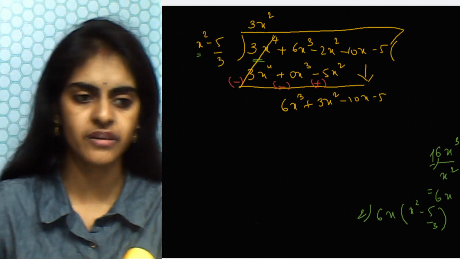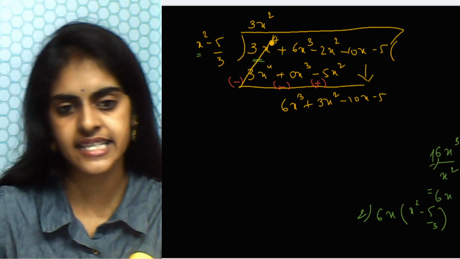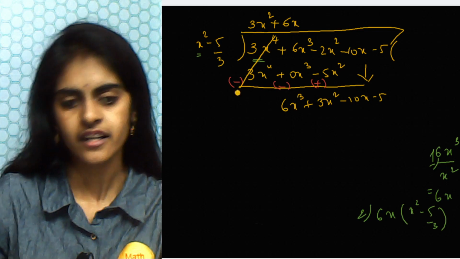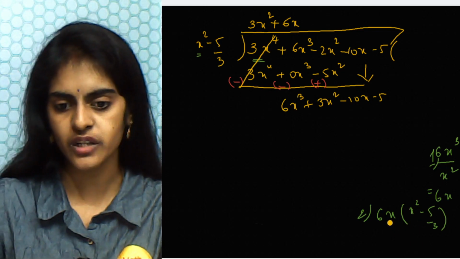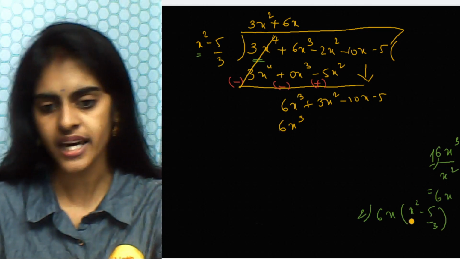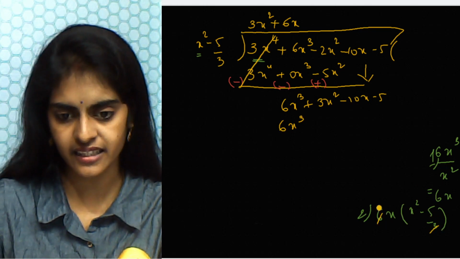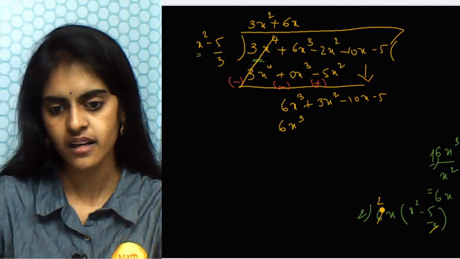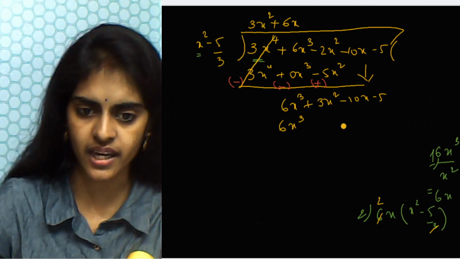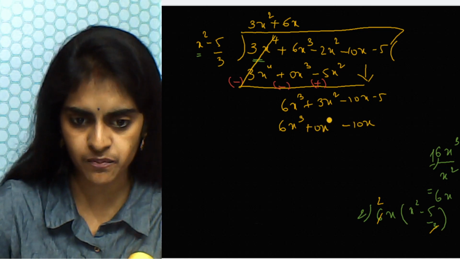Now here you got 6x. This 6x is nothing but the second term of the quotient. Clear? So now multiplying, what will you get? 6x into x square is 6x cube. 6x into minus 5 by 3: 3 twos are 6, so 2x into minus 5 is nothing but minus 10x. Let us write it here, minus 10x. You don't have any x square term.